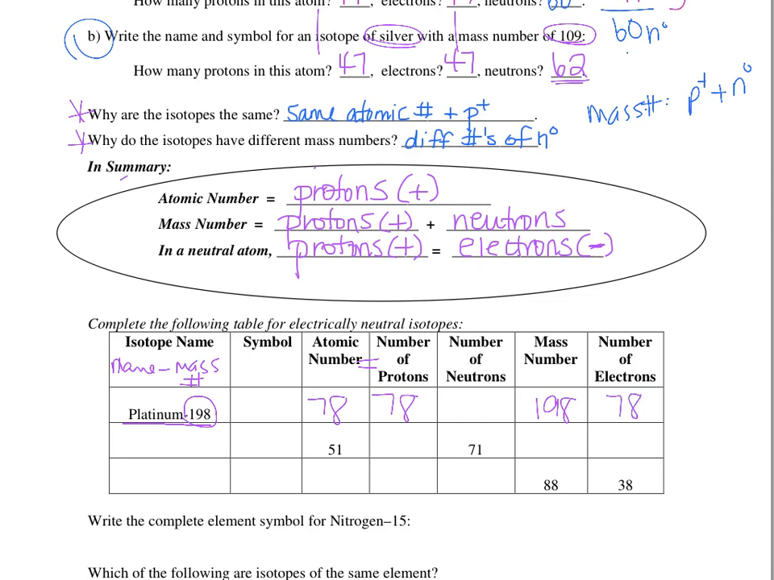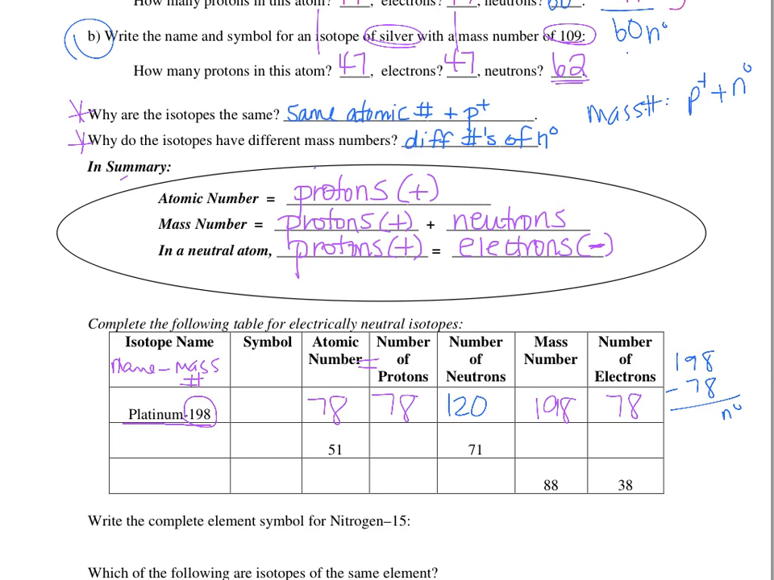Now, the only one that's tricky to find is the number of neutrons, but remember, we just take mass number, which is 198, minus my number of protons, which is 78, to leave neutrons behind. And so when you take 198 minus 78, we get 120 for the number of neutrons.